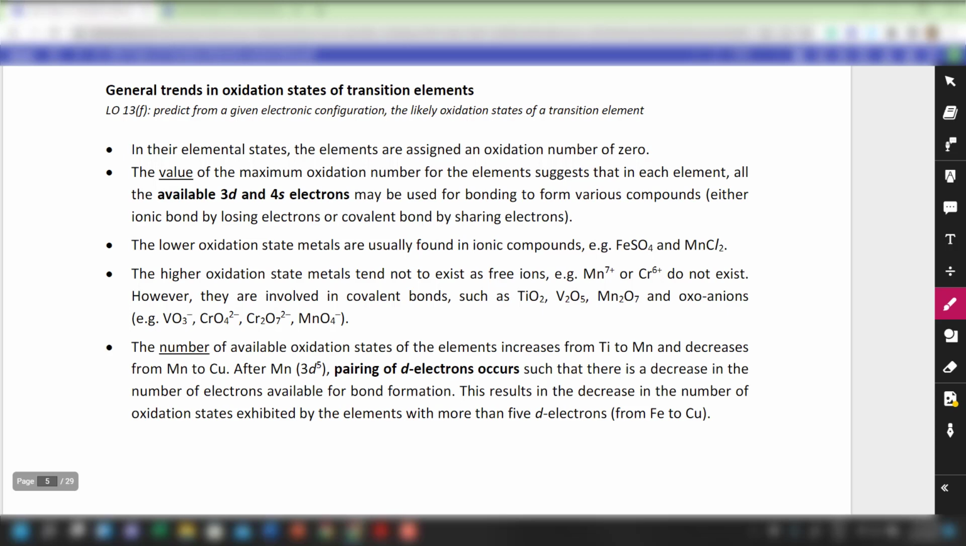Lower oxidation states tend to be ionic in nature, so for example, manganese(II) chloride, and manganese oxide as well. The higher oxidation states tend to exist as what we call polyoxo anions. Why are they called polyoxo anions? Because they need a lot of oxygen to stabilize those very high oxidation states, and they are anions because they take on a negative charge.